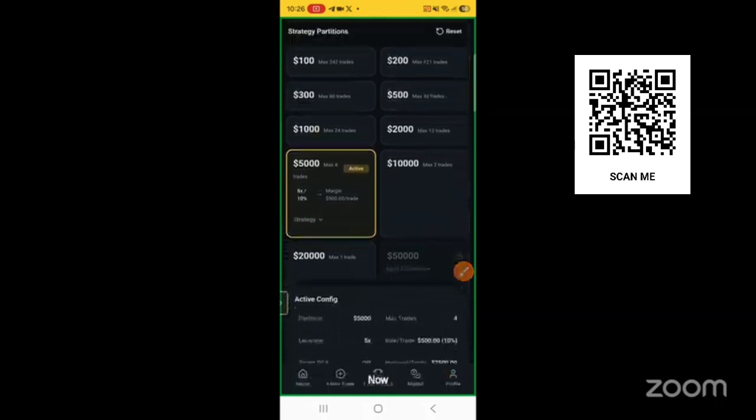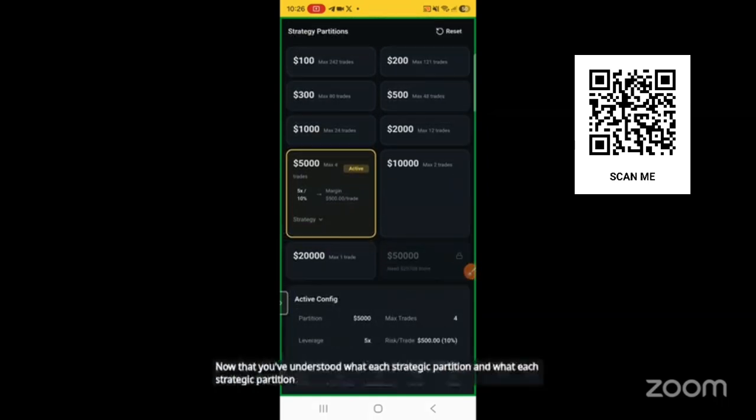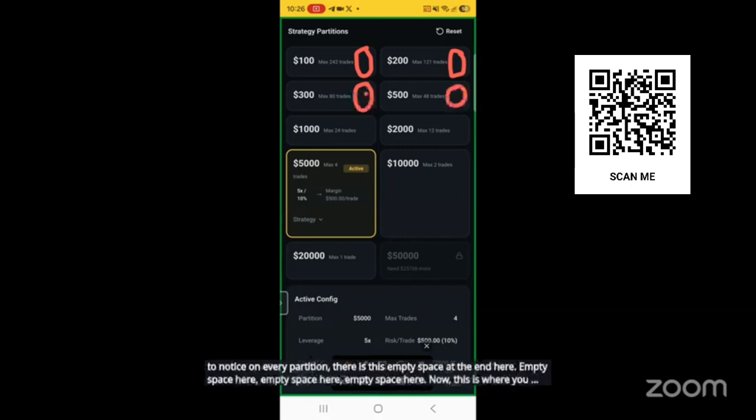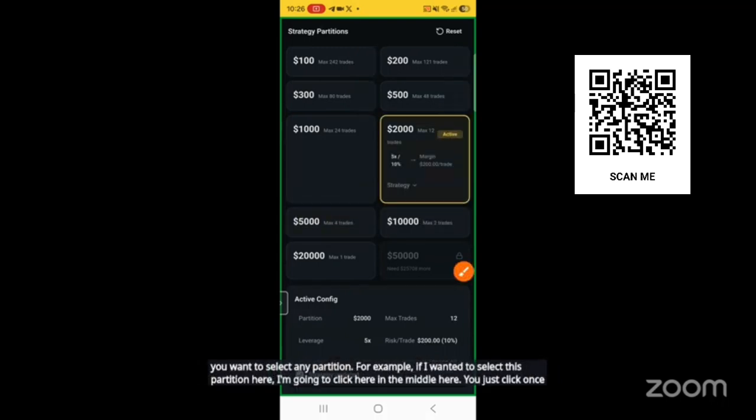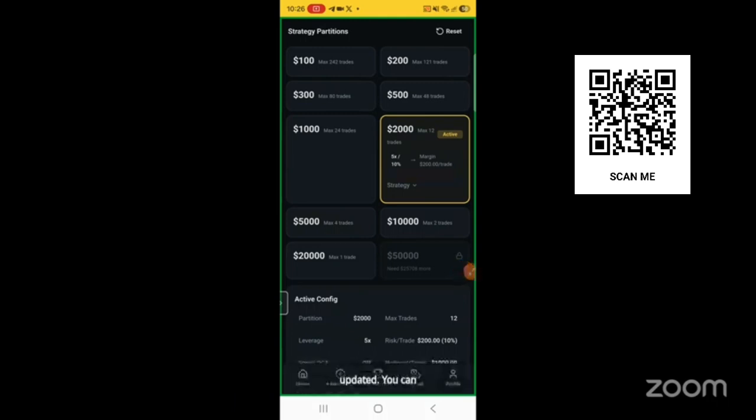Now that you've understood what each strategy partition means and what it represents, it is time for you to know how do I then select a partition. If you notice, on every partition there is this empty space at the end here. This is where you click if you want to select any partition. For example, if I want to select this partition here, I'm going to click here in the middle. You just click once like this, and the partition has been updated. You can see it's showing on the screen, strategy updated.